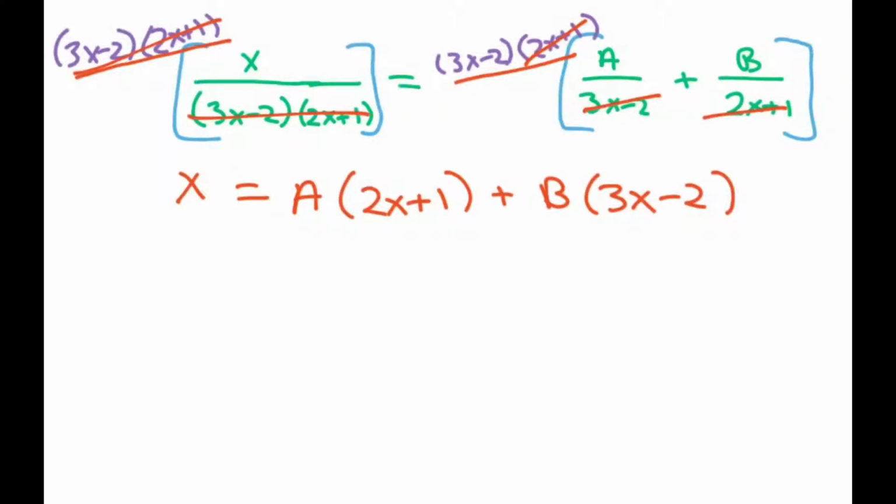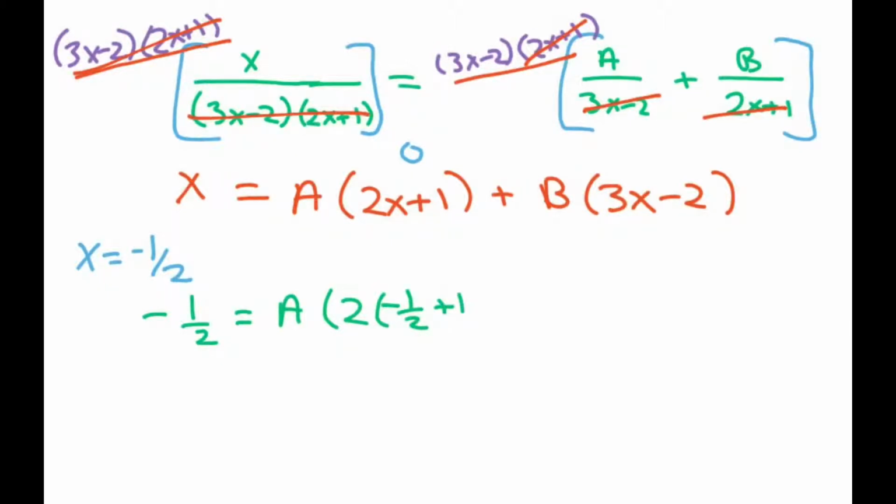All right, and we want to zero out the A or the B. If we zero out the A, I want a 0 here, so I'm going to let my x equal negative 1/2, because negative 1/2 times 2 is negative 1, plus 1 gives 0. So let's put negative 1/2 equals A times 2 times negative 1/2 plus 1, plus B times 3 times negative 1/2 minus 2.